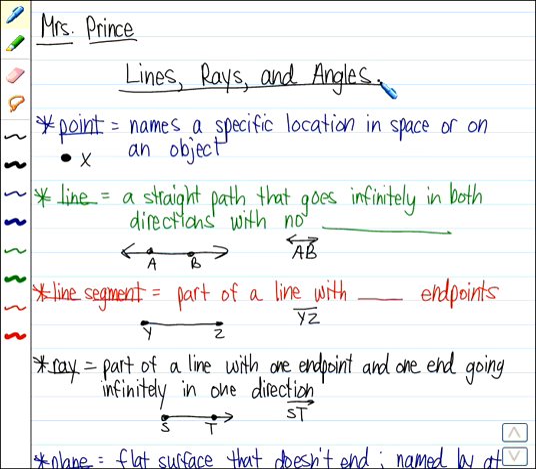Okay, so we have quite a few vocabulary words for this section. Let's go over some terms before we take a look at some examples.